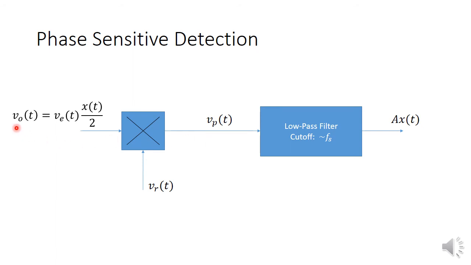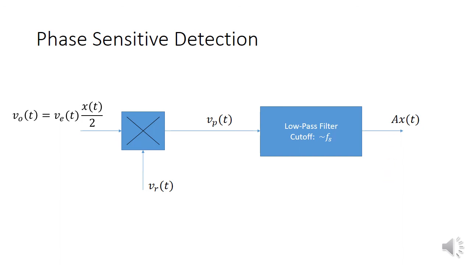So what we are saying is that the output, which is Ve x over 2, is multiplied with the carrier signal, and the product is low pass filtered, and what we get at the output is x(t) multiplied by some constant A. So you get the same signal with its amplitude modified, which gives you an output that is proportional to the physical quantity that you were trying to measure.